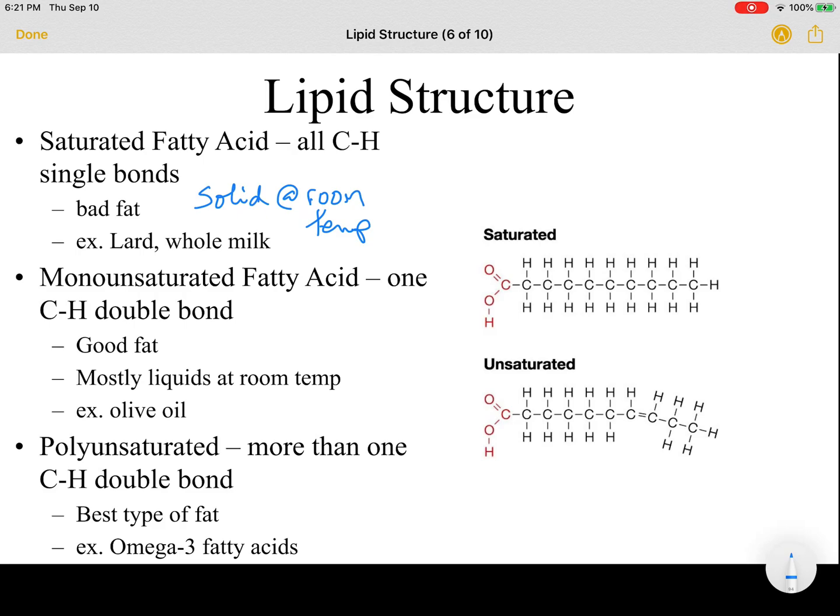And the reason is it's saturated in hydrogen. So the carbons have their max number of hydrogens. They are saturated in hydrogens. So this is the bad fat. You want to limit this in your diet. And so it's lard, we said whole milk. This is your whole cheese made from whole milk, that type thing.